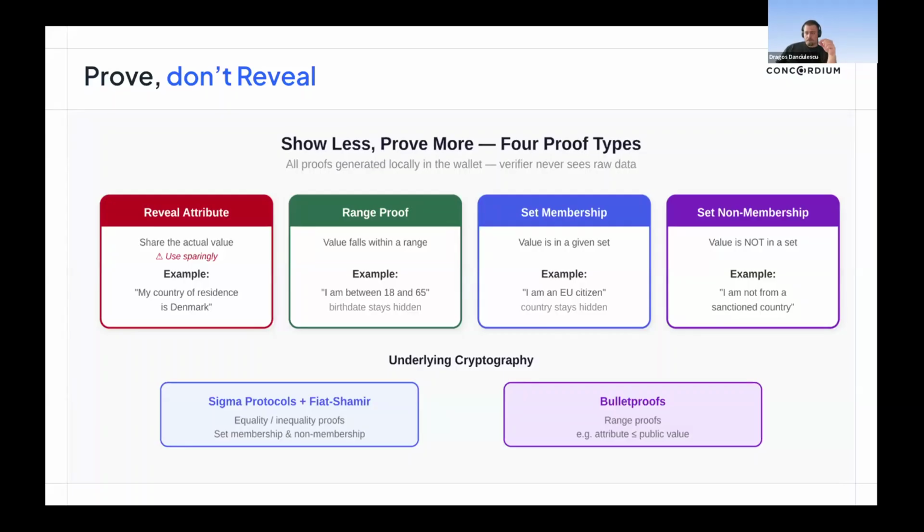The underlying cryptography behind this, which will be mentioned in the second part of this webinar, and my colleague from the science department will explain it better than I can, will be the Sigma protocols, the Fiat-Shamir transform, and bulletproofs. The Sigma protocols and Fiat-Shamir transform are used for equality and inequality proofs, and set membership and non-membership, and then bulletproofs are used for range proofs.